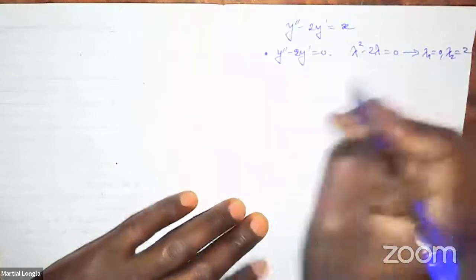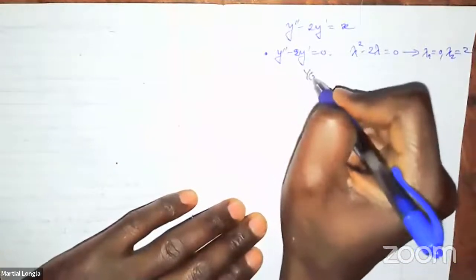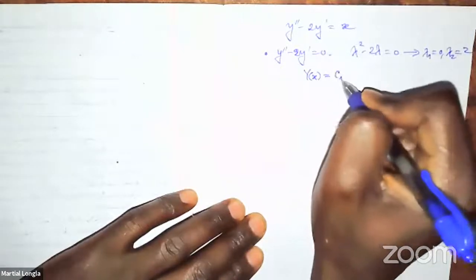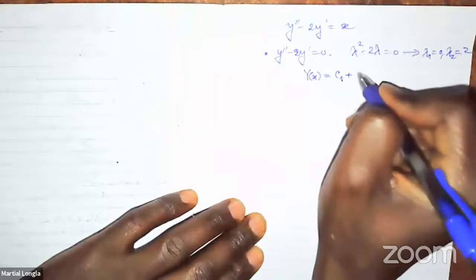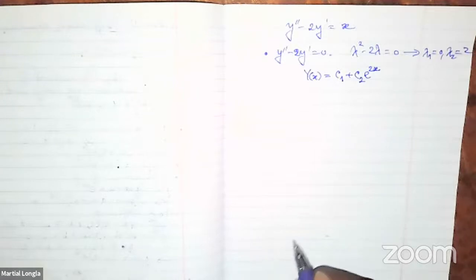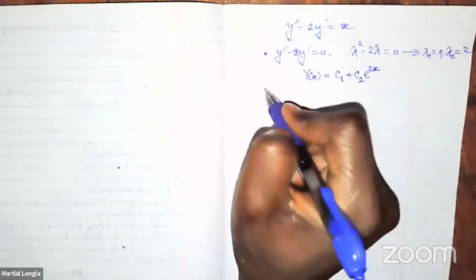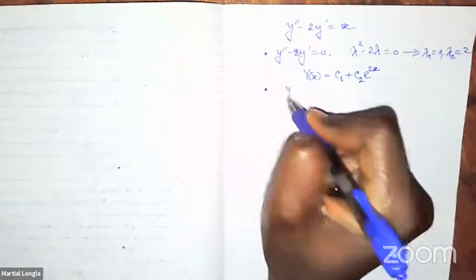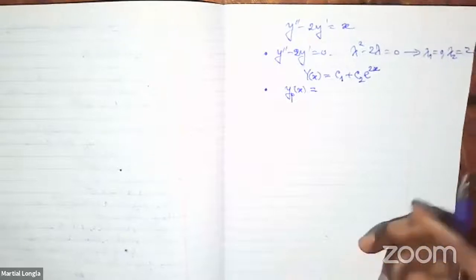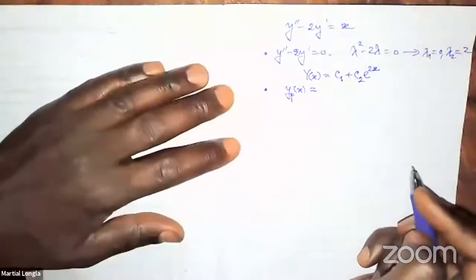Excellent. And so the solution of the homogeneous problem is? C1 e to the 0x plus C2 e to the 2x, which is just C1 plus C2 e to the 2x. All right. So this is the solution of the homogeneous problem. Now, you want to have the second step, which is write down a formula for YP. Solution of the special solution.